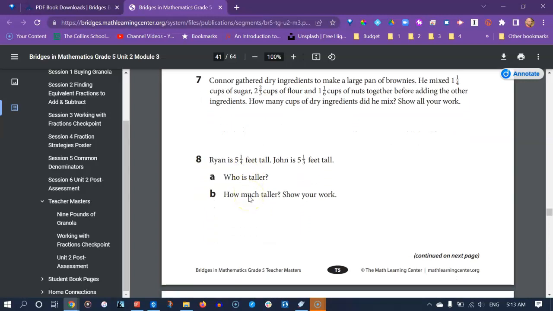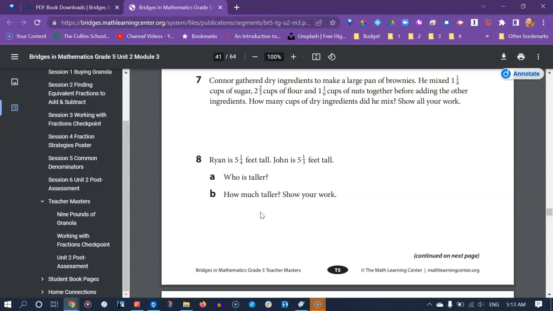Ryan, all right, how many points is this one worth? It's 3, so there's a point for who is taller, and then 2 points here, 1 for did you show your work, and another, do you have the correct answer? So who is taller? Well, John is taller, because he's 5 1/3 foot tall, and 1/3 is more than 1/4.